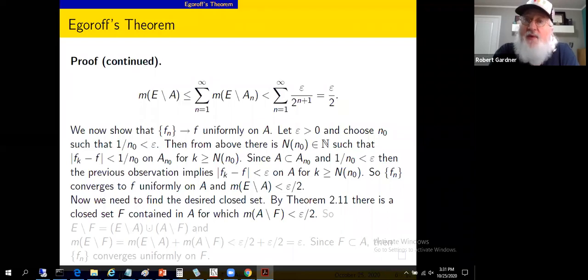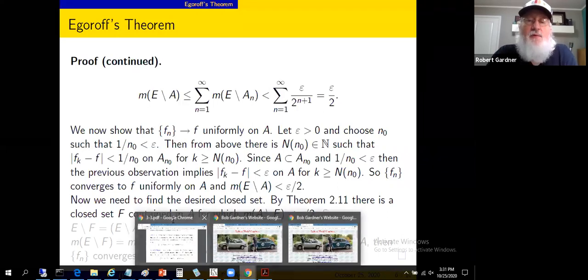Okay, let's find that closed set. Theorem 2.11 told us there's a closed set F contained in a measurable set A for which the measure of A set minus F is less than epsilon over 2. Let's take a peek at Theorem 2.11.